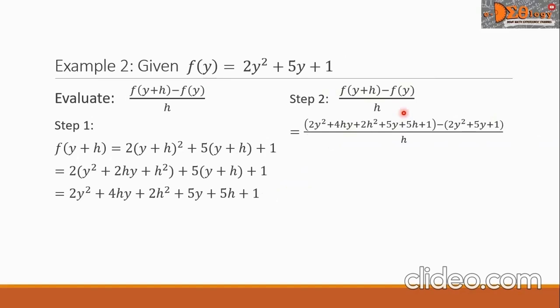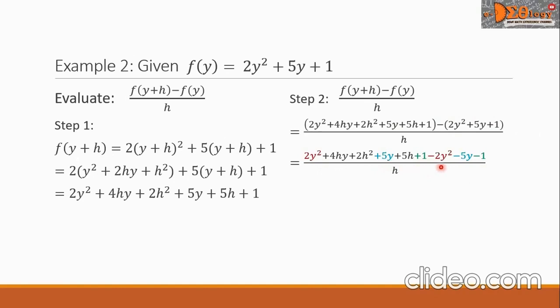In the first group, which is a big group, we can directly remove the grouping symbol. While in the second group, it is preceded by a negative sign, we must change all the signs of all the terms of the second group. So we have now 2y squared plus 4hy plus 2h squared plus 5y plus 5h plus 1. Then this negative 2y squared minus 5y minus 1.